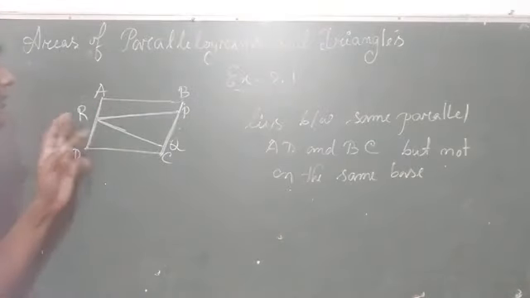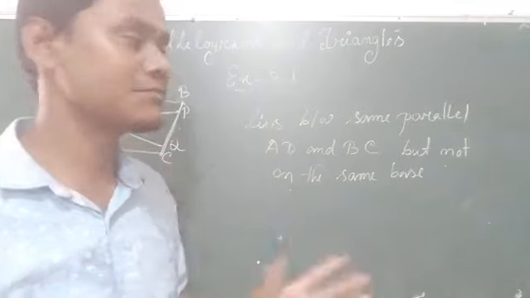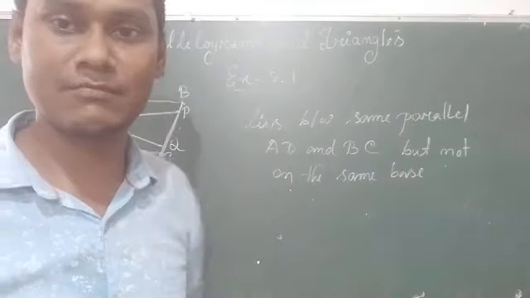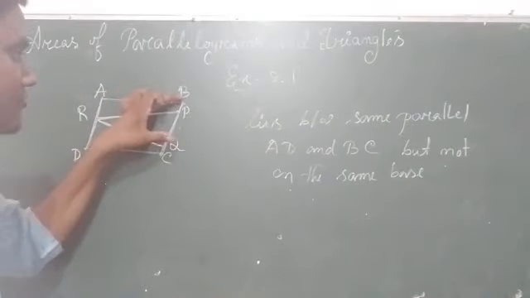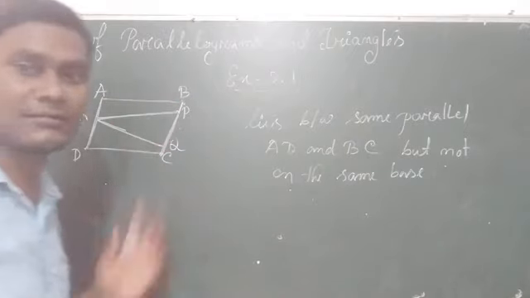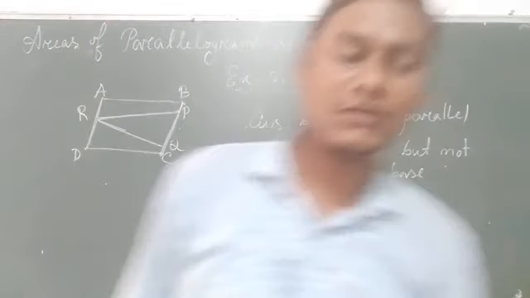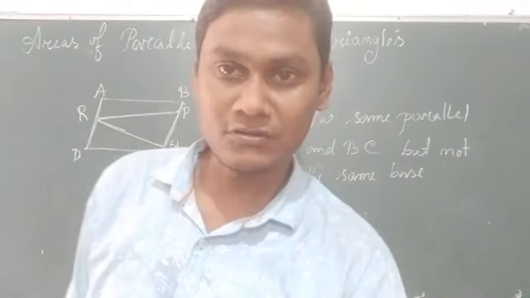So this is the question. ABCD is a parallelogram and PQR is a triangle. The parallelogram ABCD and triangle PQR lie between the same parallels but not on the same base. Why not on the same base? Because you see here the base is BC, while PQ is not exactly matching with base BC. So this is how we have to solve questions like this. The remaining questions you try to solve yourself.